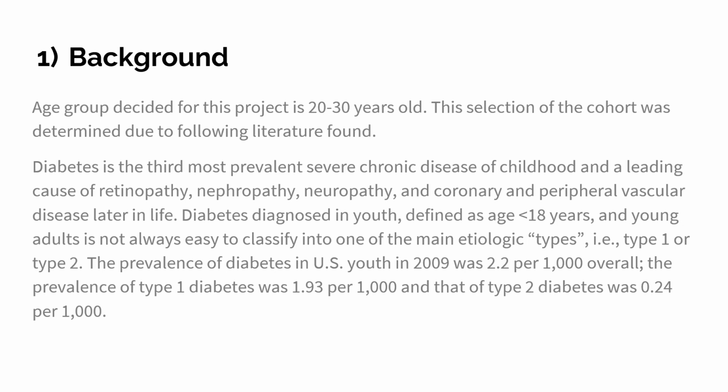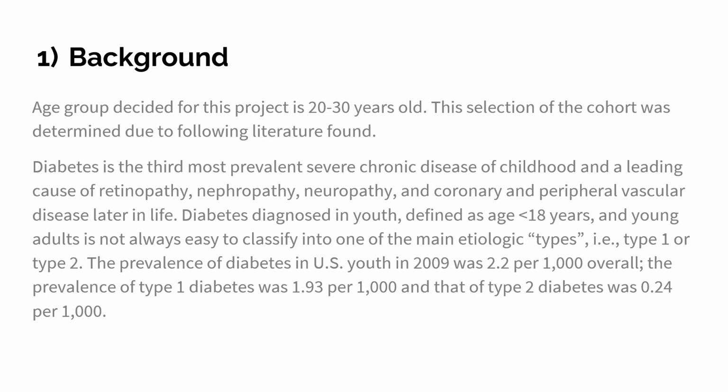Diabetes is the third most prevalent severe chronic disease of childhood and a leading cause of retinopathy, nephropathy, neuropathy, and coronary and peripheral vascular disease later in life. Diabetes diagnosed in youth, defined as age less than 18 years, and young adults, is not always easy to classify into one of the main etiologic types, that is type 1 or type 2.